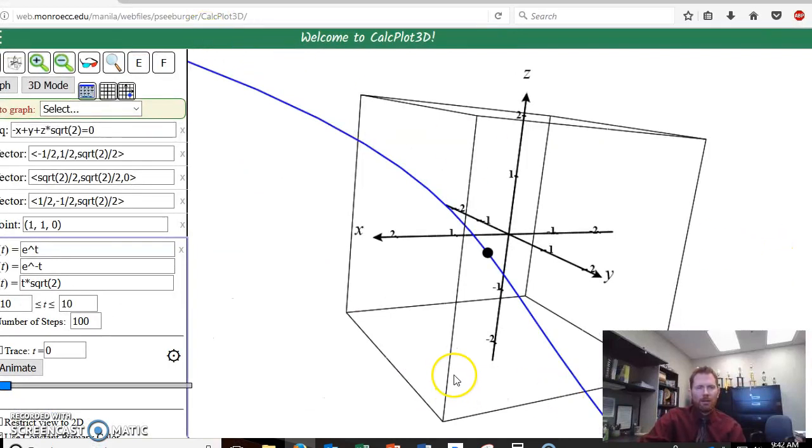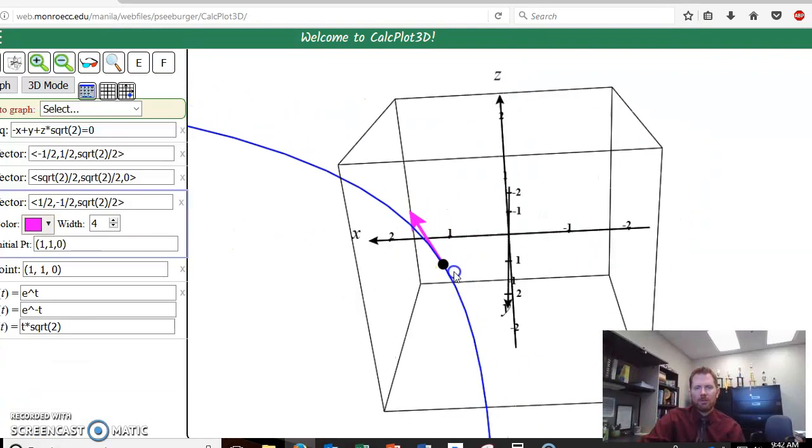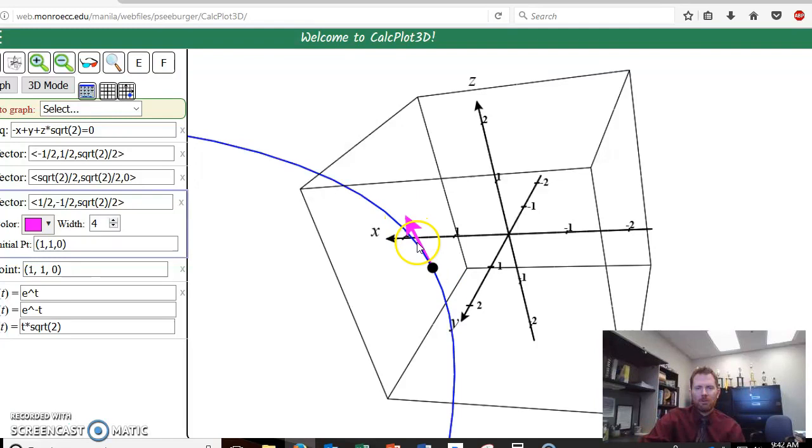So what I have graphed here is the original expression r of t, and this is the point (1, 1, 0). We first found the unit tangent vector, so I'm going to turn that on. There's the unit tangent vector. You can see that it is in the direction of motion, and it is 1 unit long.